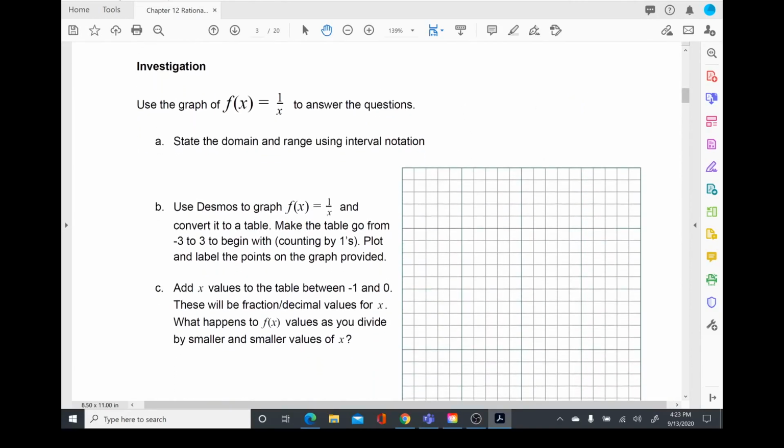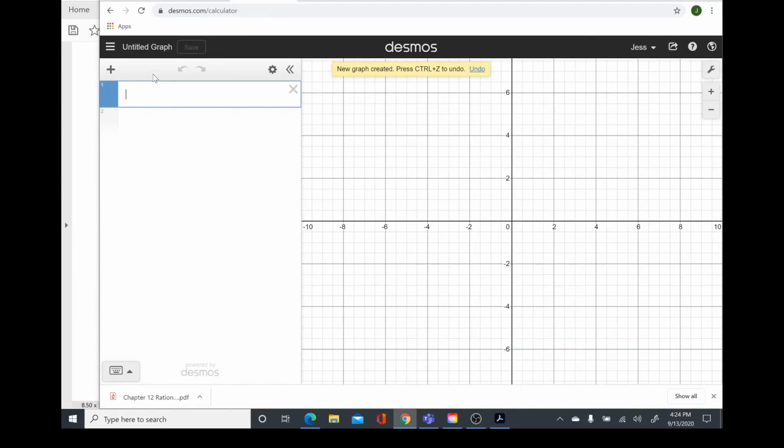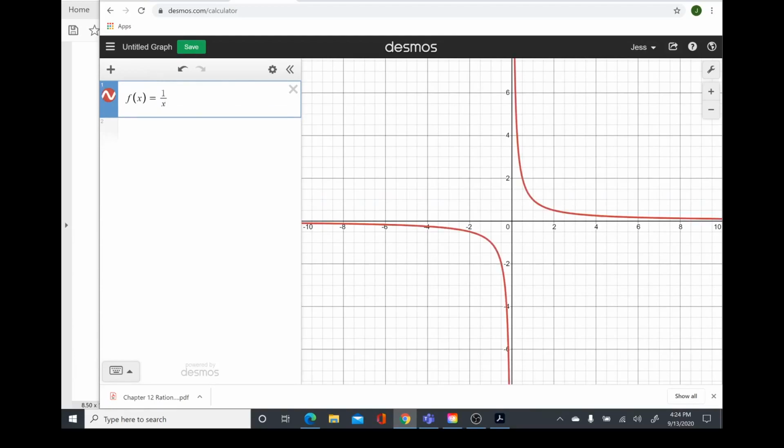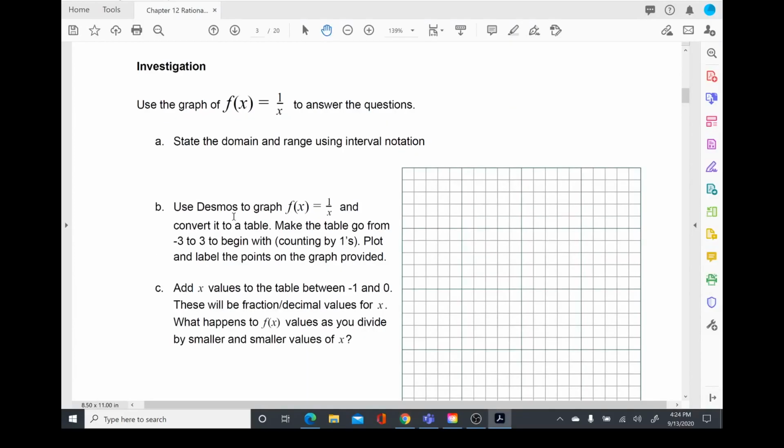I'm going to do this investigation with you right now. This is a rational function. The numerator is 1 and the denominator is x. We're going to state the domain and range using interval notation. In order to do that, let's make a graph. So open up Desmos. You are starting a new blank graph, and we'll say f of x equals 1 over x. And there's our graph. State the domain and range in interval notation.